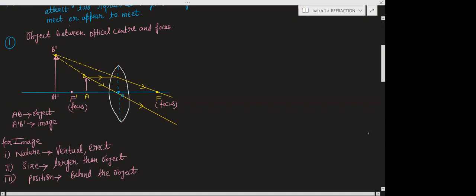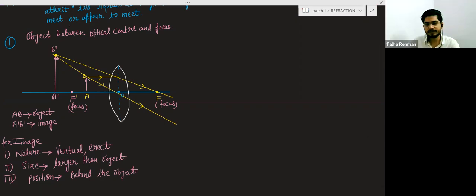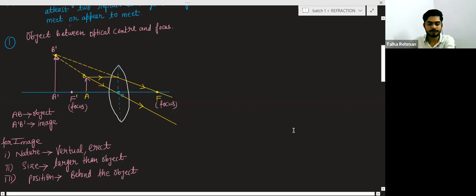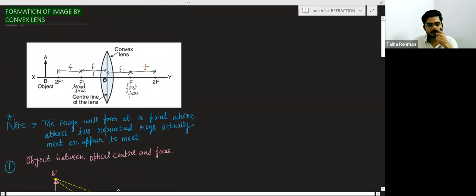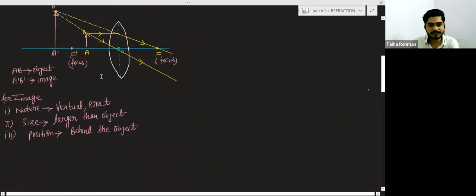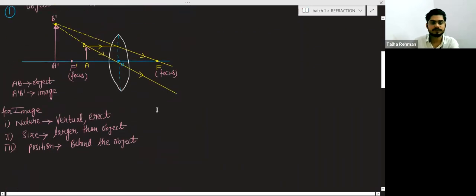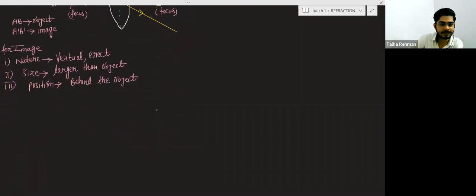And till here, if you have any doubt, then please ask me. No, sir. Now I am moving forward. Okay. So now we will place the object. First, what we have done, we have placed the object between the optical center and focus. Now we will place the object at focus. So second case I am taking.